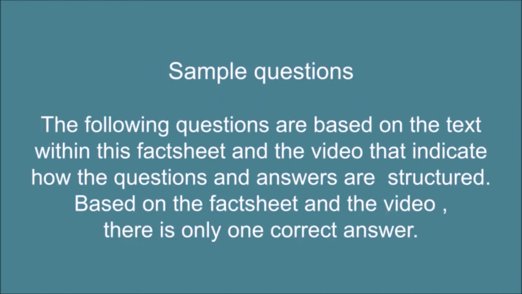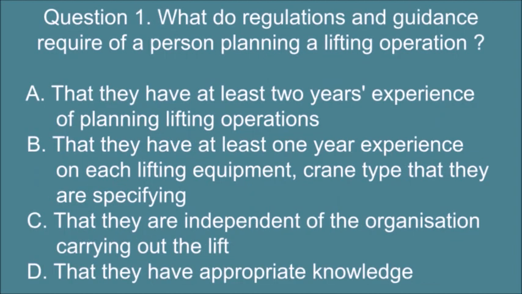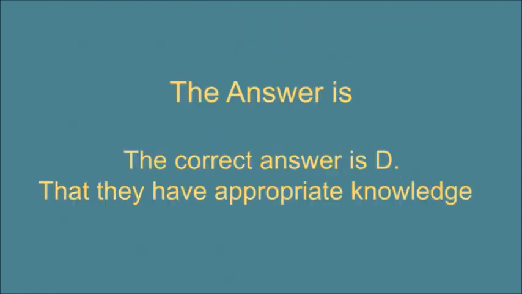Sample questions. The following questions are based on the text within this fact sheet and the video that indicate how the questions and answers are structured. Based on the fact sheet and the video, there is only one correct answer. Question 1. What do regulations and guidance require of a person planning a lifting operation? A. That they have at least 2 years experience of planning lifting operations. B. That they have at least 1 year experience on each lifting equipment, crane type that they are specifying. C. That they are independent of the organization carrying out the lift. D. That they have appropriate knowledge. The correct answer is D. That they have appropriate knowledge.